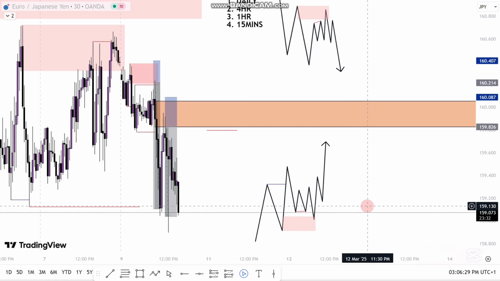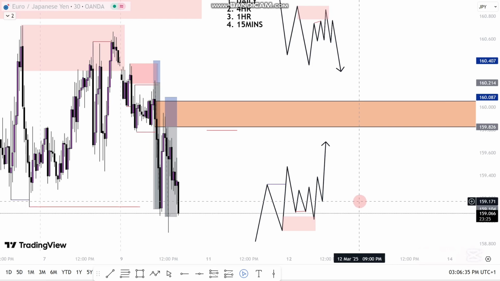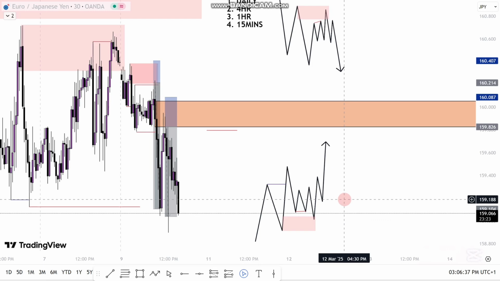The first one is the daily time frame. You want to go to the daily time frame and know the direction of the market. Secondly, on the 4-hour time frame, you want to spot your structures, your swing highs, your swing lows. You want to know where you are going to be trading from and where liquidity is building up. You get to mark them out, and also your zones. The third one is your 1-hour time frame.